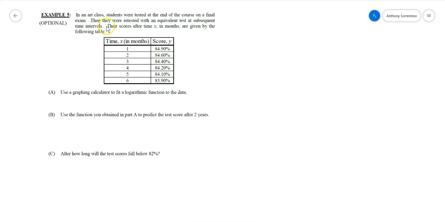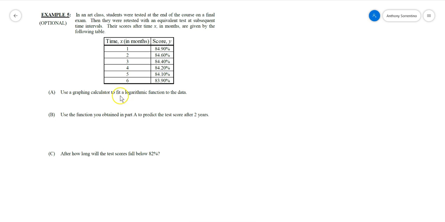And so you're basically told that in an art class, students were tested at the end of the course on a final exam. Then they were retested with an equivalent test at subsequent time intervals. Their scores at time x in months are given in the following table. So essentially, they're trying to measure retention, how much was remembered. So 1 month afterwards, the average score was an 84.9. 2 months later, it was an 84.6. And so they're asking you to do three things.